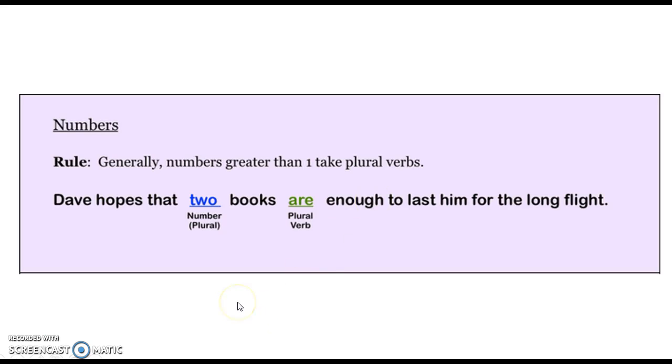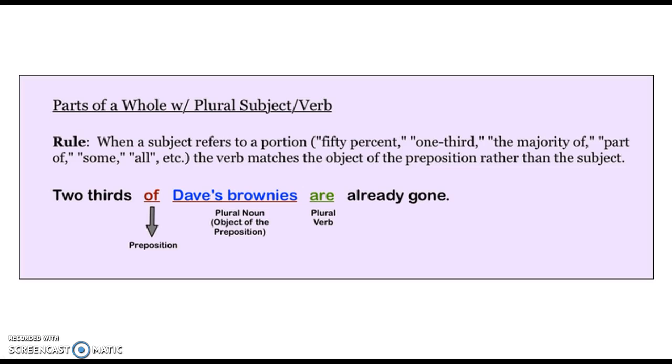Generally, again, numbers that are greater than 1 are plural. There's more than one. So Dave hopes that 2 books are enough to last him for the long flight. 2 books, that's plural, so are is our plural verb. However, if we have a fraction, so for example, 2/3, we have to look at what the fraction is describing to figure out the subject and to thus figure out the agreement with the verb.